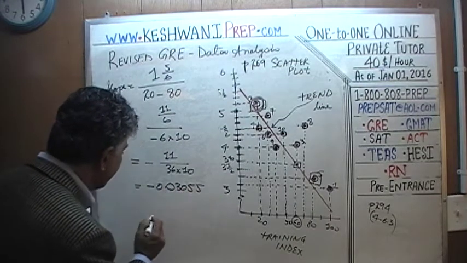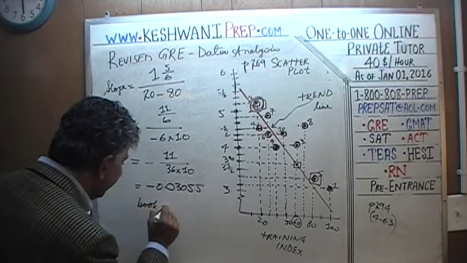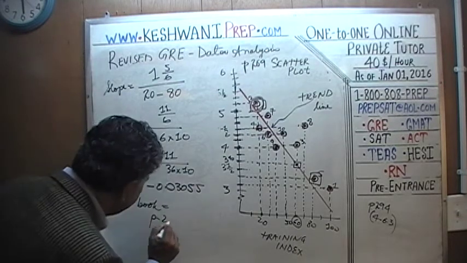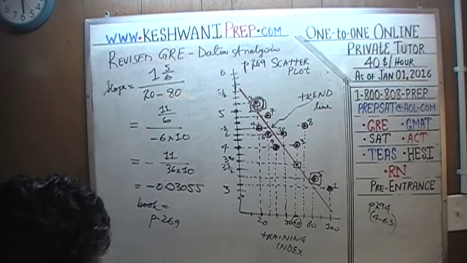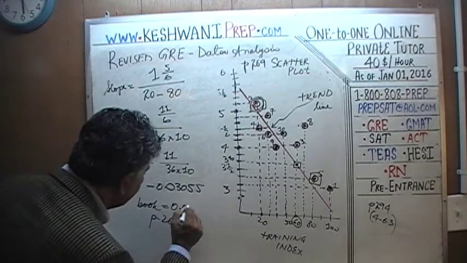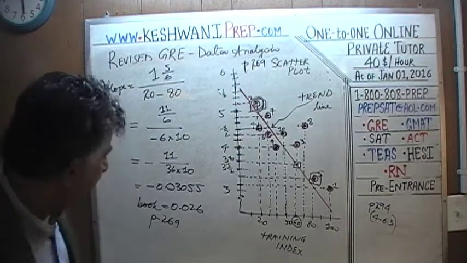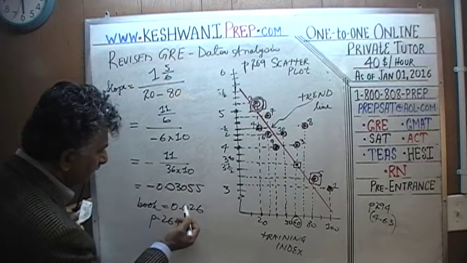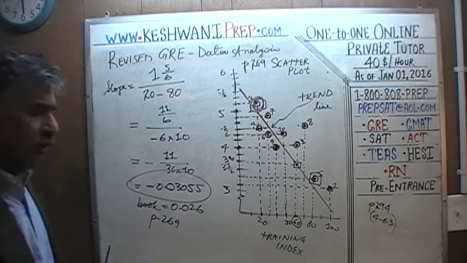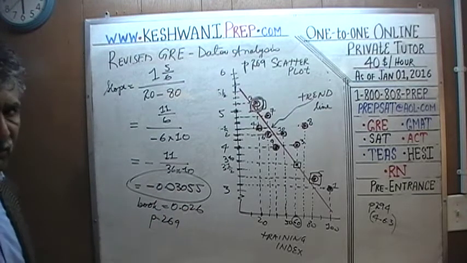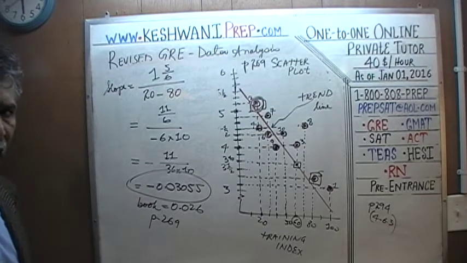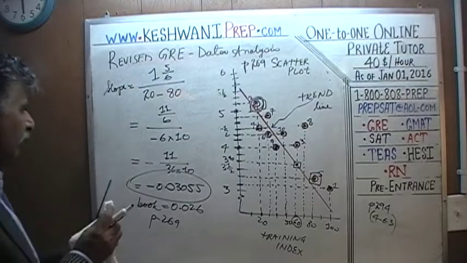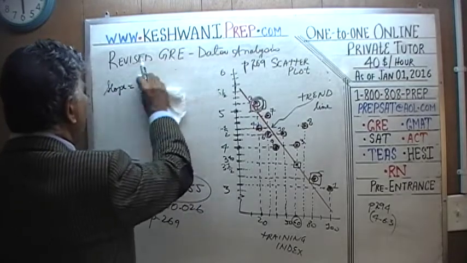0.3055. That is much better, because in the book, the slope that they arrive at, at the bottom of page number 269, is 0.026. There we go. And ours is 0.03. Anyway, this is the thing. We're going to approximate it as 0.03. The last question is, what does this tell us? Does it tell us anything? How do we interpret this thing?